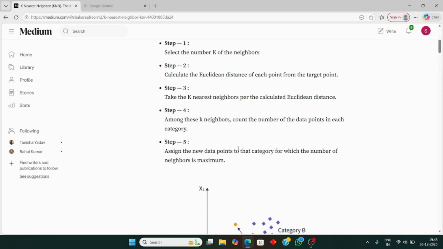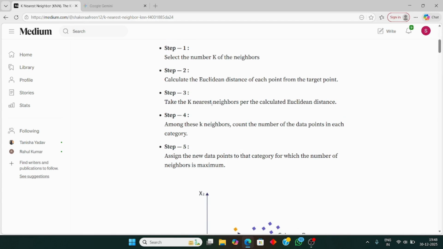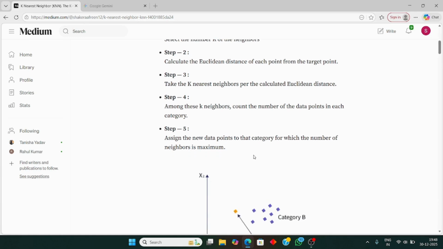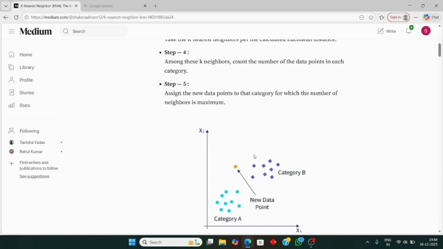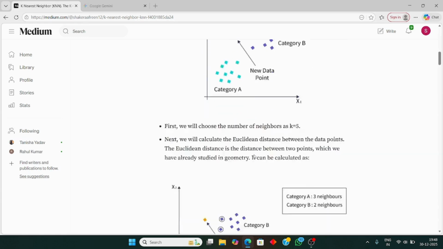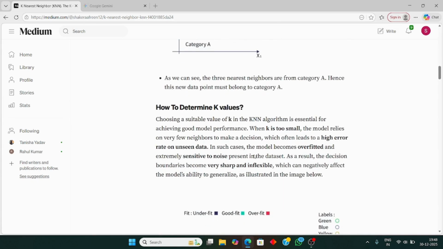And then next, we take the K nearest neighbors as per the calculated Euclidean distance. We take the K and then calculate the Euclidean distance. Then among these K neighbors, we count the number of data points in each category and assign the new data point to the category where the number of neighbors is maximum. Then let us see how we will determine the K values.